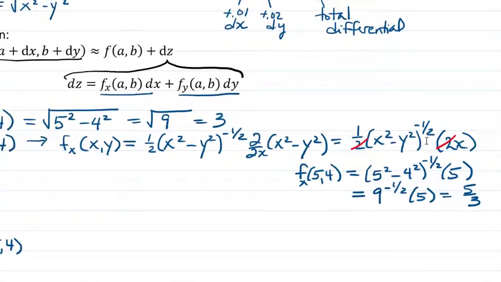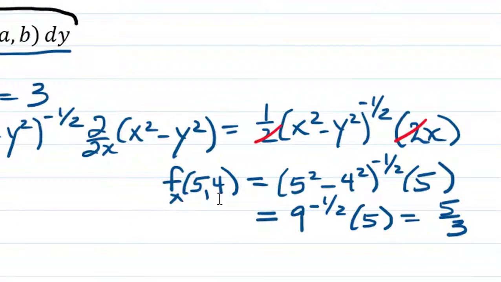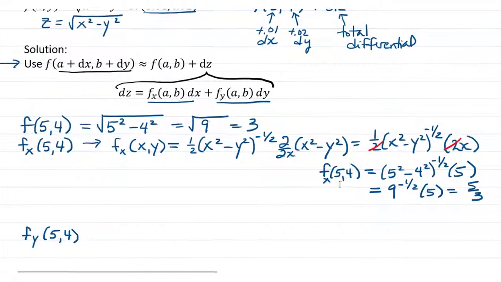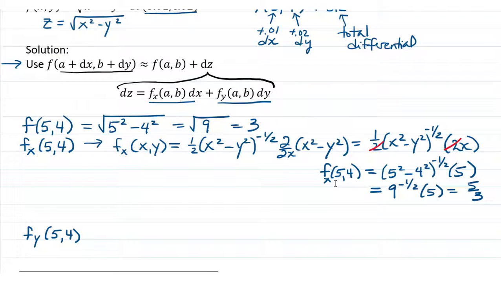Now the 2's cancel, and we want to plug in (5, 4). So we plug in (5 squared minus 4 squared) to the negative 1/2 times 5. And that's going to give us 9 to the negative 1/2 times 5. That's going to be 1 over the square root of 9, or 1/3 times 5, which is 5/3. So we have the value of the partial derivative with respect to x at (5, 4).